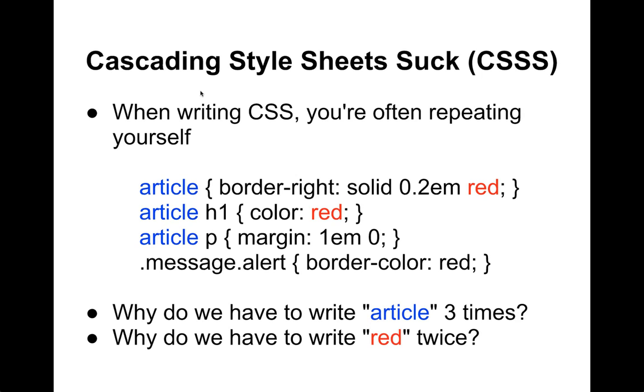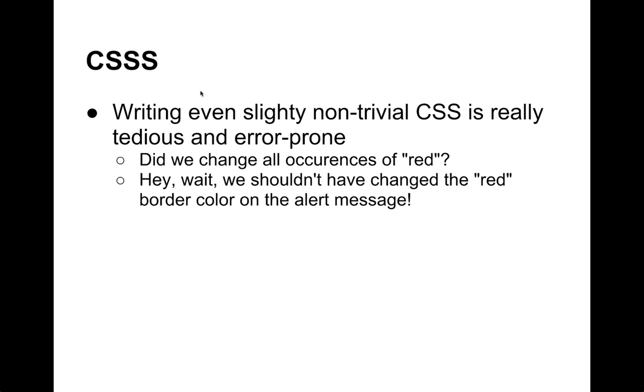And actually I have the color red in this style sheet 3 times, but the designer has asked for the article to have a border on the right that is red, and the same red color should be used for the H1 element. And that means that the alert message border color is another red semantically. So when writing even slightly non-trivial CSS, it's tedious and error prone.